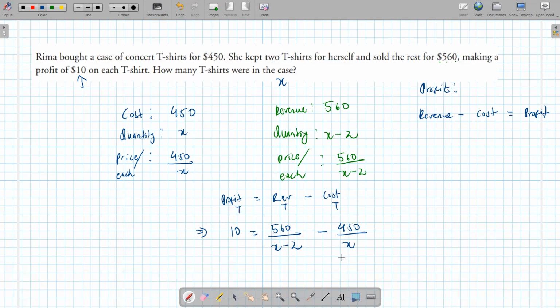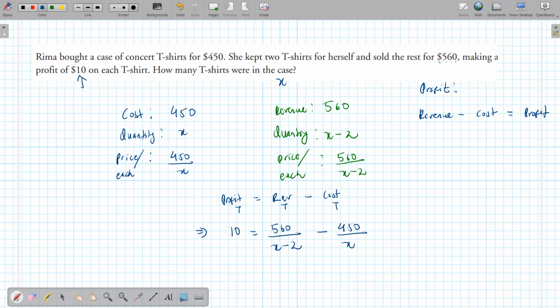So you need to know that price is going to be cost over quantity. It's common sense as well. If you just use a simple example, I bought $30 worth of candies. I bought 15 of them. What's the price? It's going to be 2. It's always going to be cost over the quantity. Now here's our rational equation. How do we solve this for x? It has a fraction, so that's a hint.